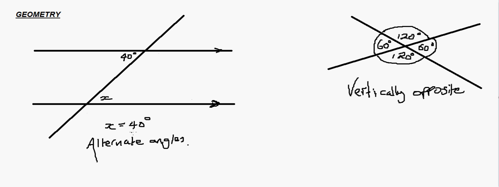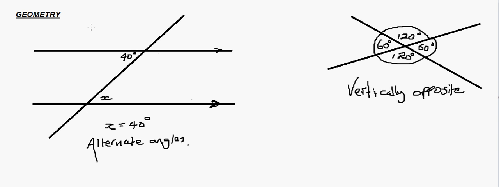Okay? They are just alternate angles. So if this is 40, this will be 40. Okay? So these terms that I'm giving you, you will need to remember. Okay?